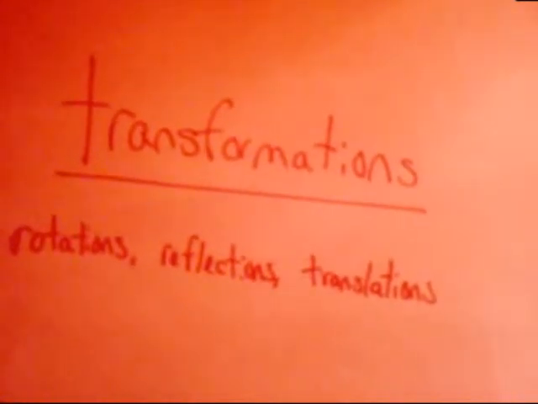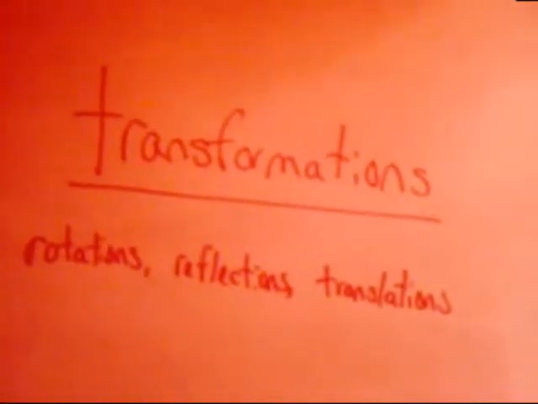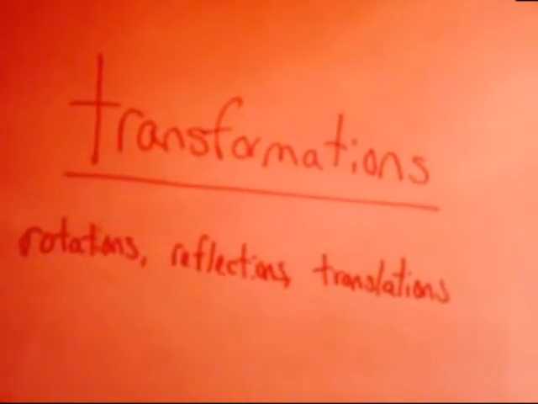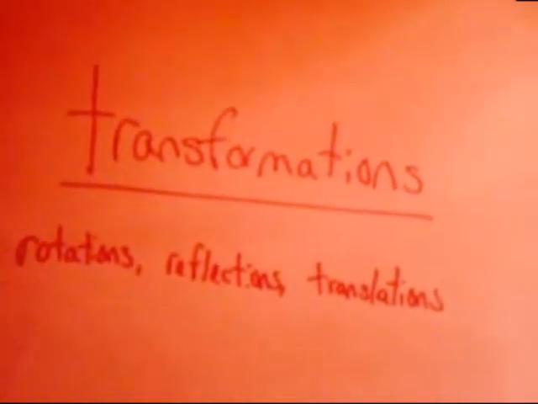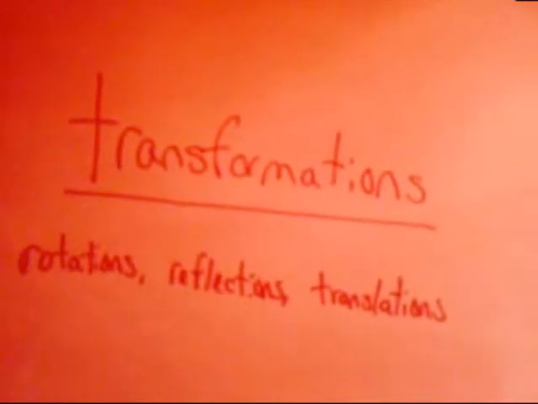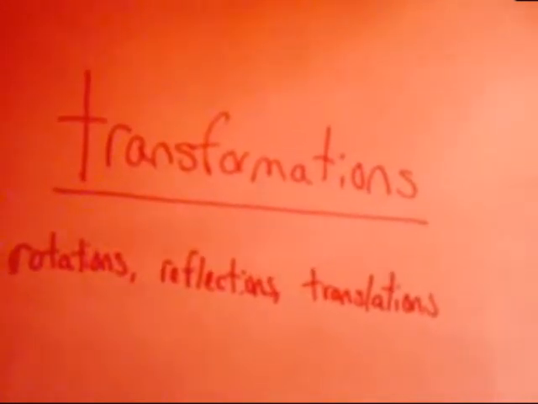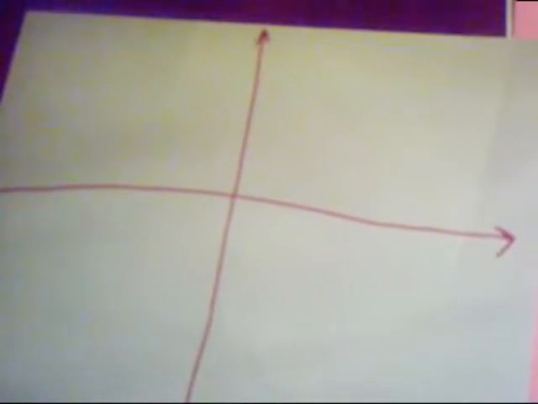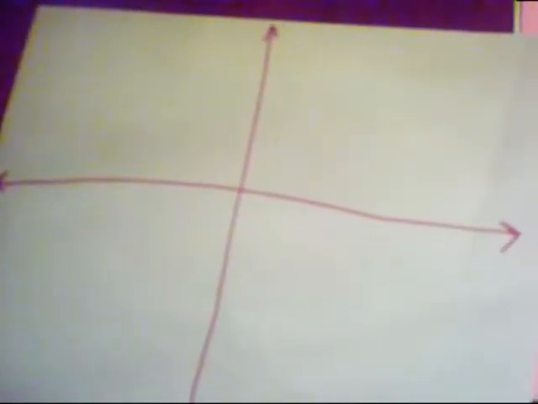Now guys, there are three types of transformations. You have rotations, reflections, and translations. And as we go through each one, I'm going to talk about what it should look like on our trusty little coordinate plane right here. Doesn't look like much, but I think that you guys will get the idea of what each one of these transformations are, okay?